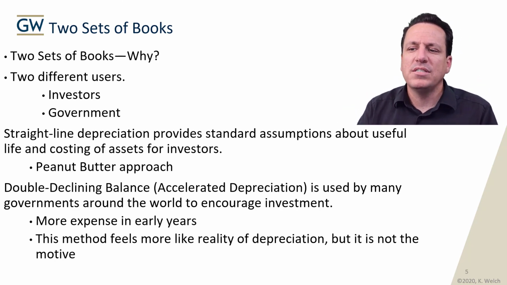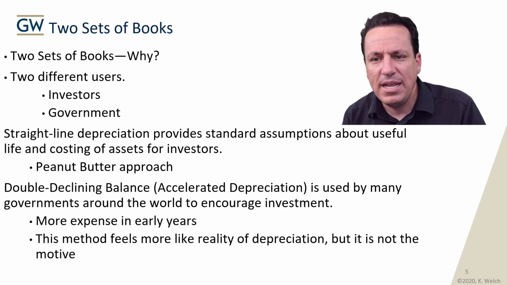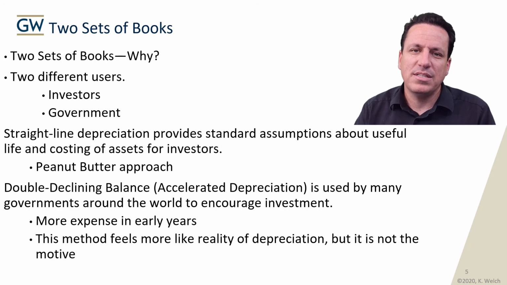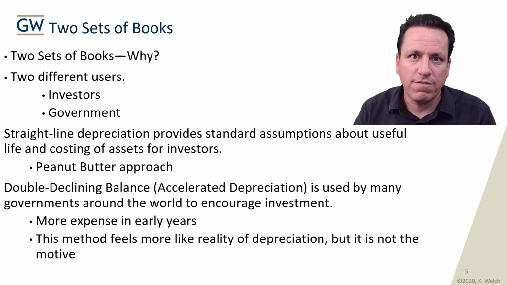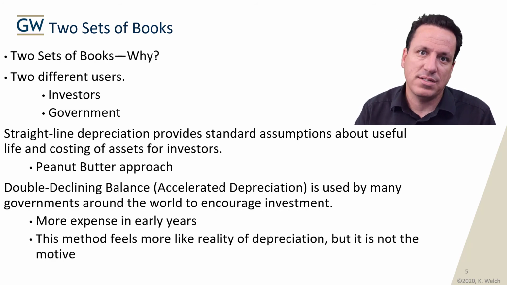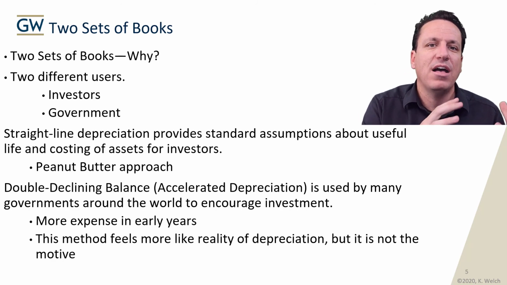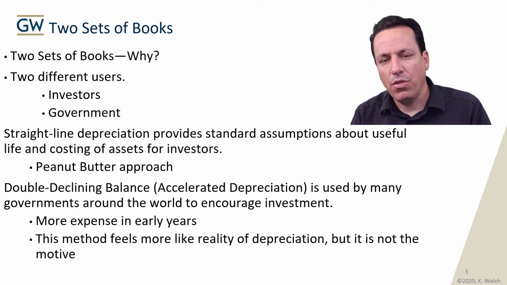Double declining balance, or accelerated depreciation, is used by many governments around the world to encourage investment. So double declining balance says you could get to depreciate more in the first year and in the early years of the asset's life than in the later years. The benefit of that for those that pay taxes is that if you buy a new asset, you'll pay less in taxes because you can net more of that value into those early years.